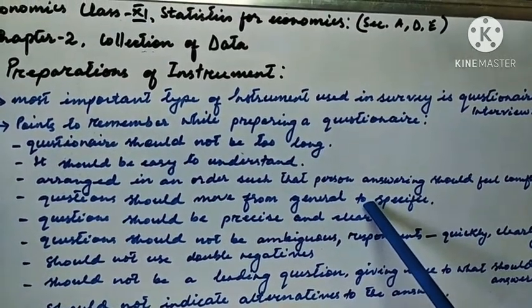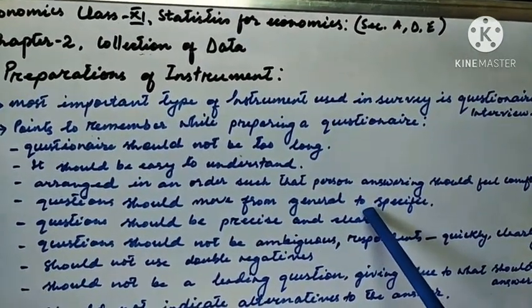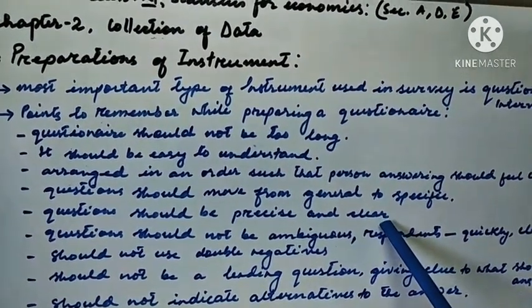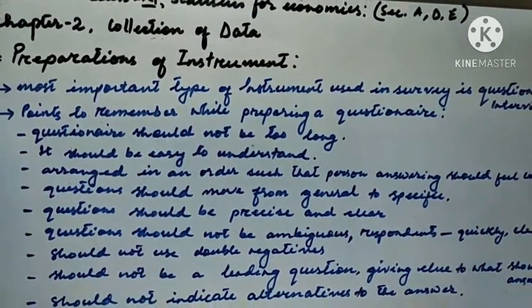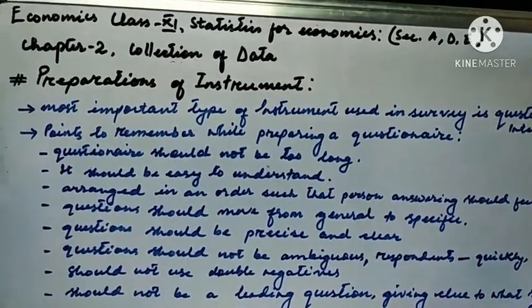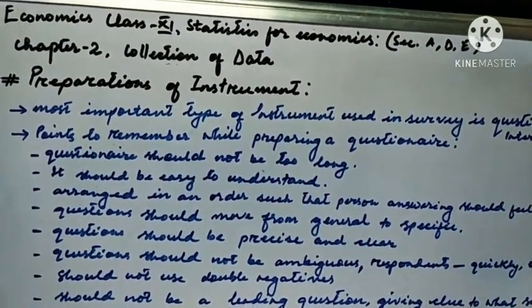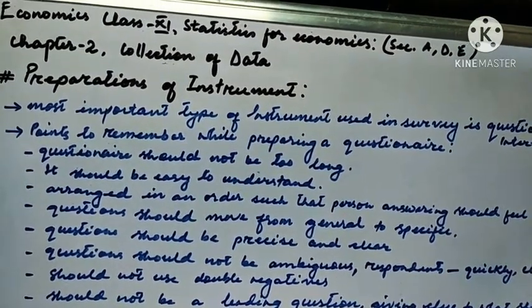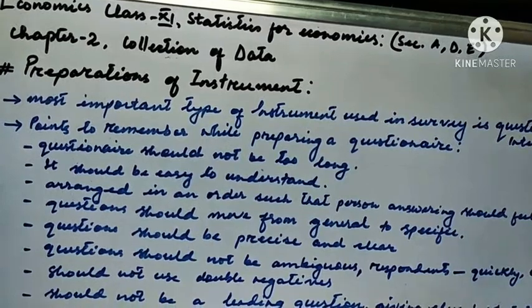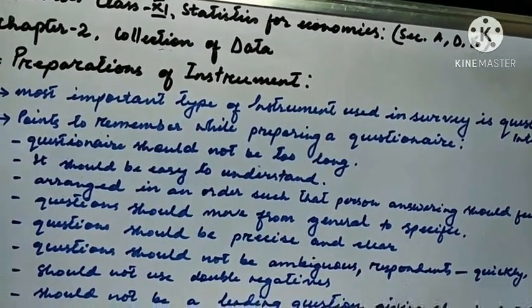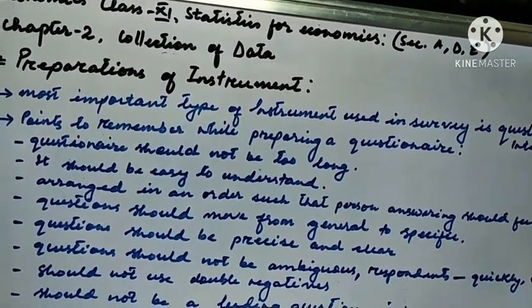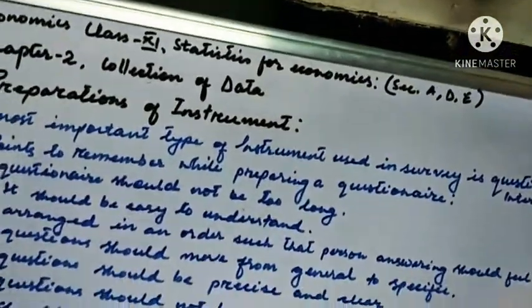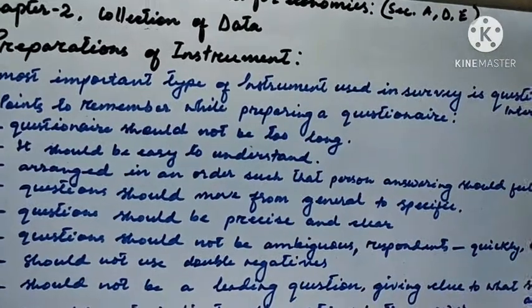For example, let's take an example of a poor question: Is increase in electricity charges justified? That is a poor question. Instead of that, ask a good question directly: Is the electricity supply in your locality regular? So that is a good and direct question instead of asking, is increase in electricity charges justified?